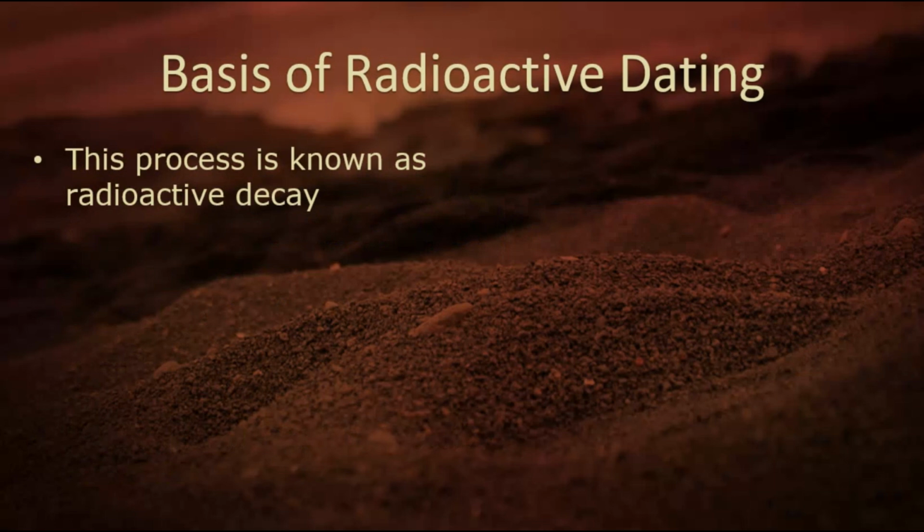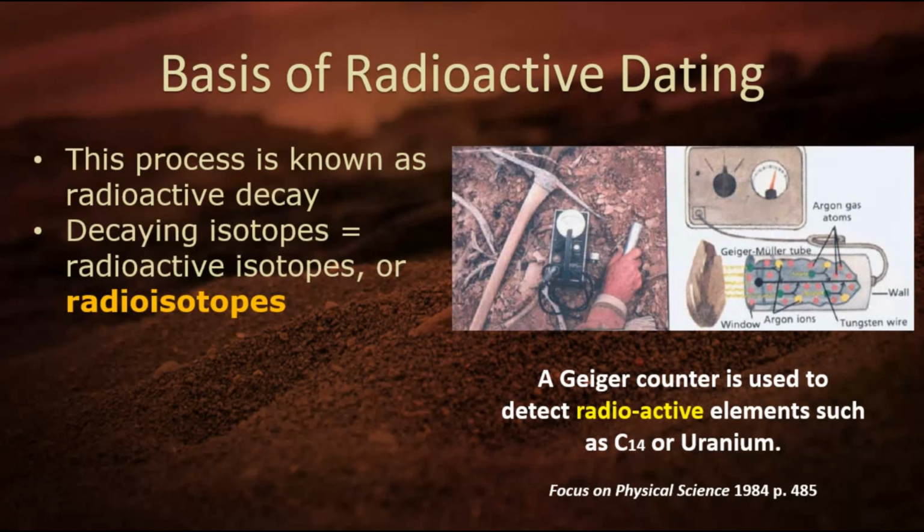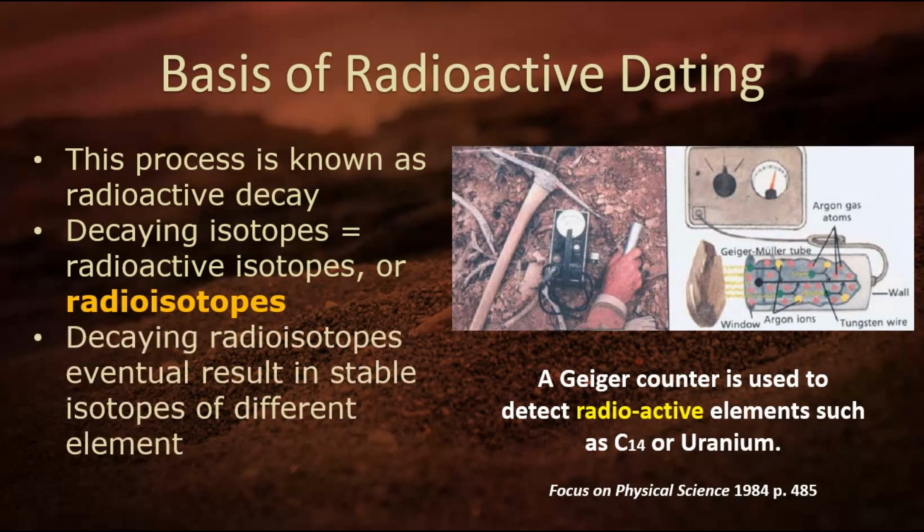So this process is known as radioactive decay, and you can use a Geiger counter to detect radioactive elements such as carbon-14 or uranium, and there's a picture on the screen of a Geiger counter. Has anyone ever heard of a Geiger counter? Yeah, I think most of the people have. So decaying isotopes like carbon-14 are the same as radioactive isotopes, or radioisotopes to shorten the term. Decaying radioisotopes eventually result in stable isotopes of a different element. Like I mentioned, carbon goes back to nitrogen.